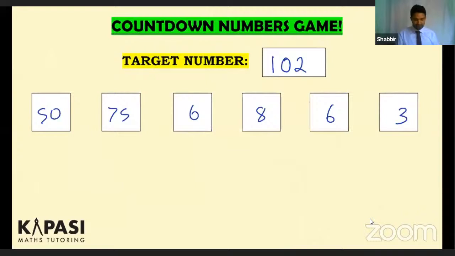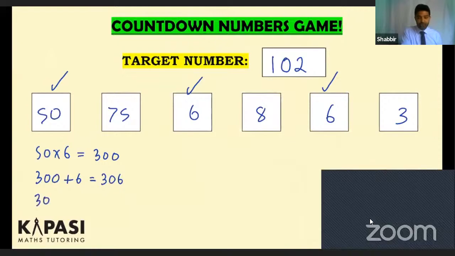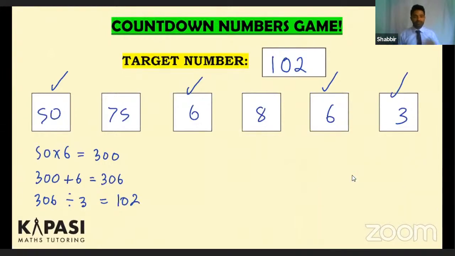So I tried to get 306, and you can make 306 if you do 50 times 6, you get 300. So I've used the 50 and the 6 there. I'm then going to just use this 6 and do 300, add the 6, which is 306. And then all I've got to do, like I said, is do 306 divide by the 3, which I've got here, which makes 102. Okay, so that's how you get 102.